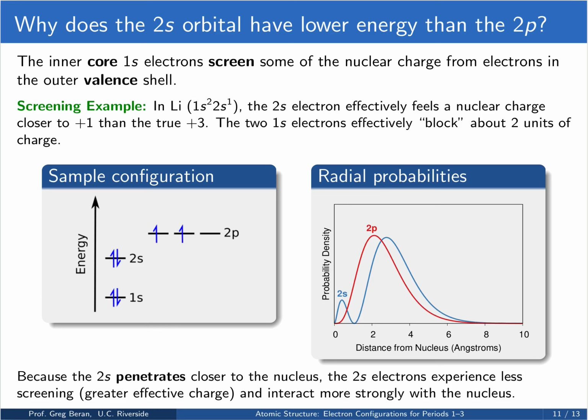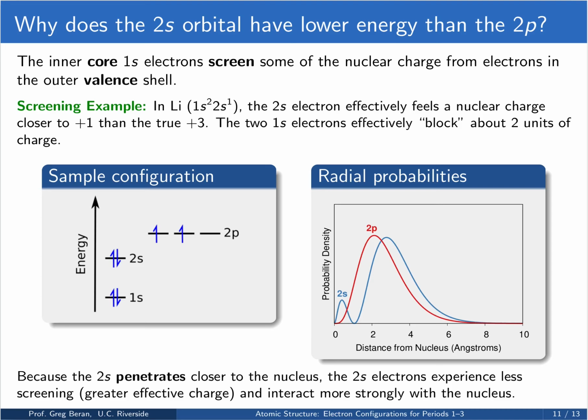So if we look at a lithium with a 1s2, 2s1 configuration, for example, the nucleus has a +3 charge. But the 2 negatively charged electrons in the 1s orbital effectively block or screen about 2 units of that nuclear charge from the 2s electron that lies further away from the nucleus. So in a sense, that 2s electron only feels an effective nuclear charge that's closer to something like +1 rather than the true +3 charge.